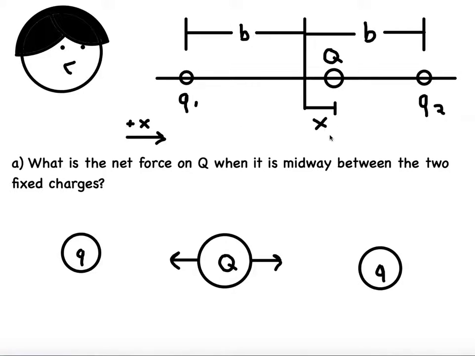So here's the sketch. First we want to find the net force on Q when it's midway between the fixed charges. Note I didn't put the exact sign of the charge on each, whether it's positive or negative, because that doesn't really matter. If lowercase q was negative and uppercase Q was positive, the forces would go this way and that way, or if both were positive, this would be the force, and same thing like that. Also note that x in this case is positive as we go to the right.